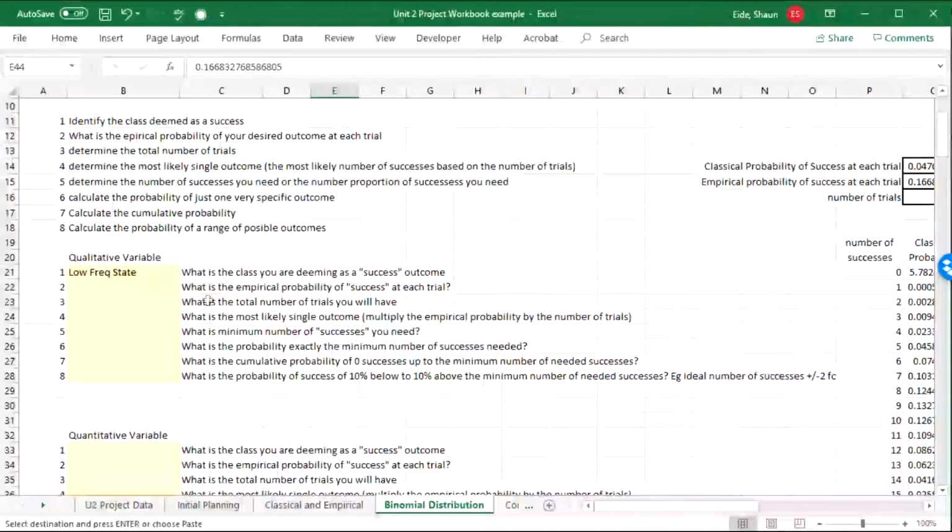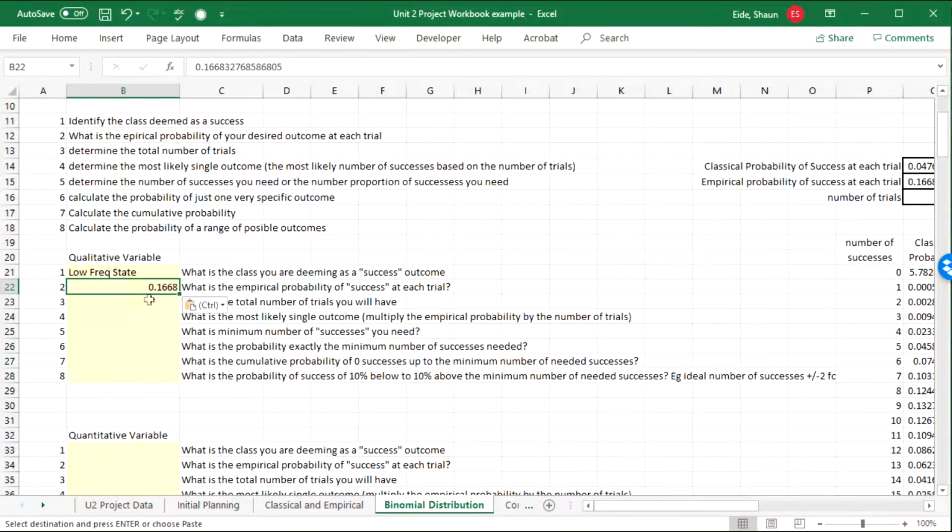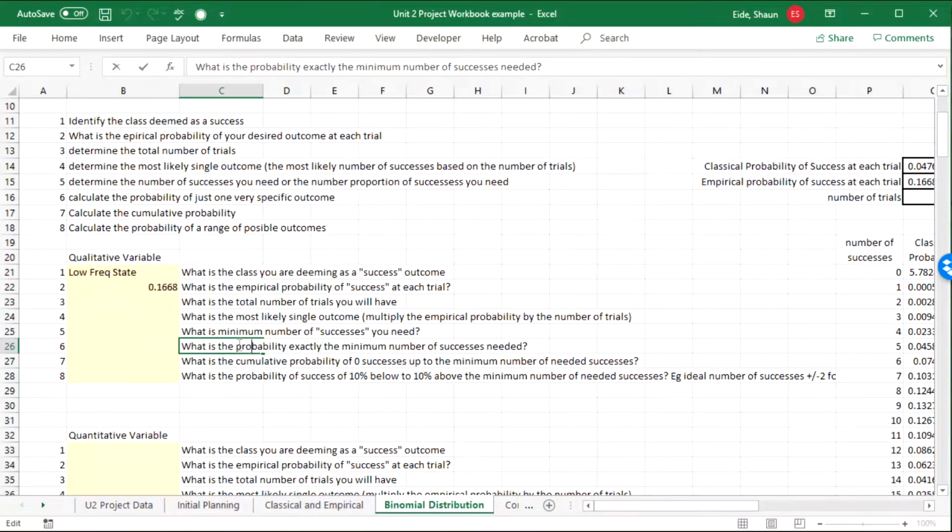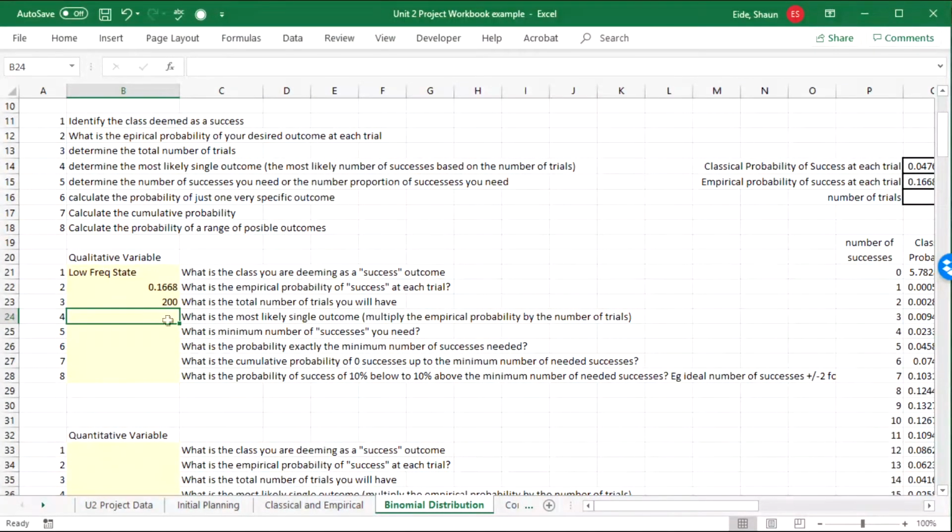So I'm going to copy this, and I'm going to say, what is the empirical probability of success of each trial? I'm going to put it right there. And then what is the total number of trials? I'm going to pull 200. And of that 200, I want to know what is the most likely single outcome.